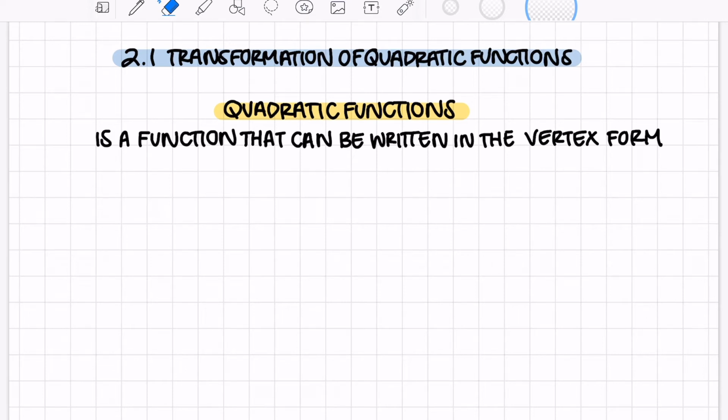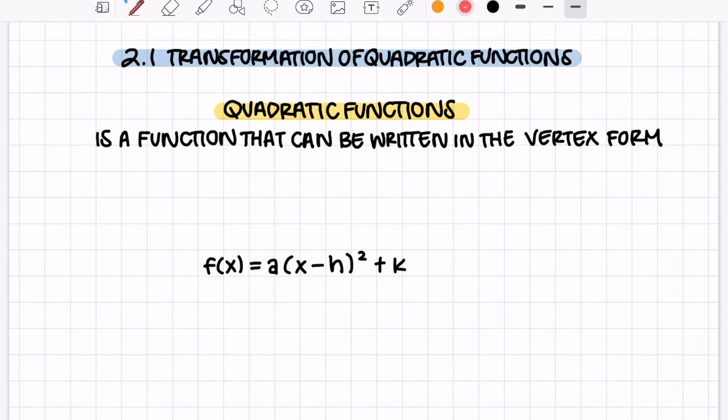Hi guys, so today we're going to be looking at Chapter 2, Section 1, Transformation of Quadratic Functions. A quadratic function is a function that can be written in vertex form. The vertex form is the following equation: f of x equals a times (x minus h) to the power 2 plus k. The reason why we like to use the vertex form is because it shows us all the different types of transformations that could be given. It makes it easier to graph.